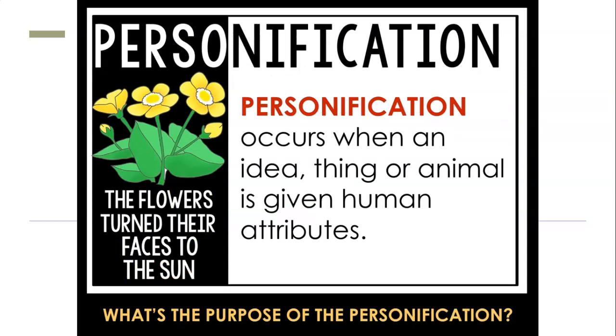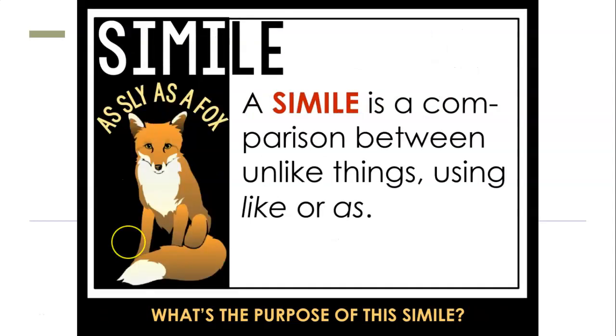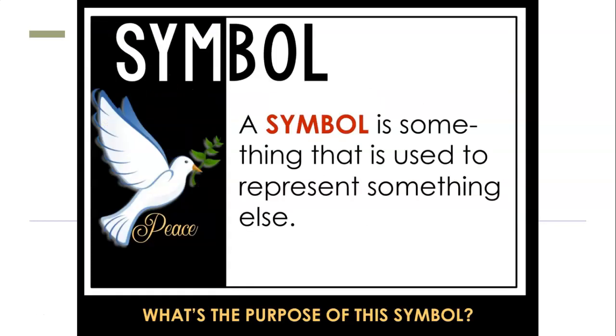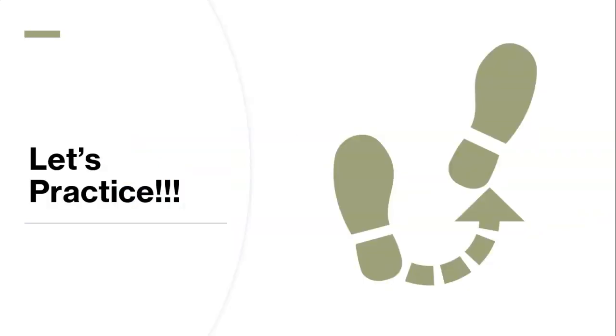Personification is when we give an animal or a non-human object human attributes. A simile is a comparison between two unlike things using like or as. As sly as a fox, so he's as clever as a fox is in mythology or folktales. And a symbol is something that's used to represent something else. So a dove is a symbol of peace. A lion is a symbol of courage. A red rose is a symbol of romance. Okay, you think you got that?